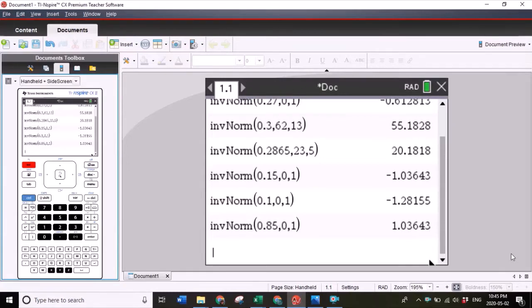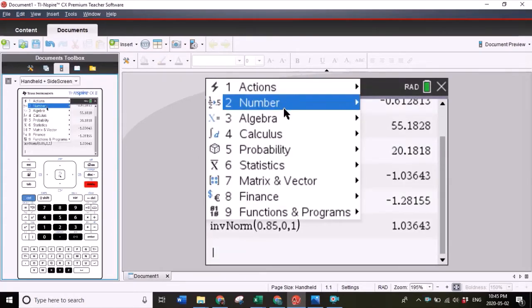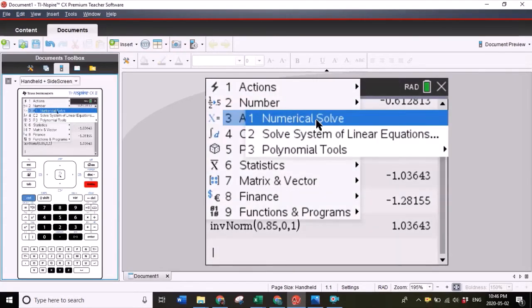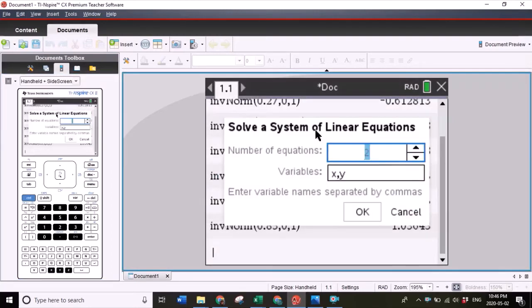For solving linear systems, you can do it by hand, but it's a lot easier to use your GDC. You press menu, and this is an algebra thing we're doing, so we go to algebra, and there, solve linear system of equations. So now, how many equations are there? Well, there are two. Those are the two variables, x and y, so make sure when you type them in, you're using x and y instead of mu and sigma.